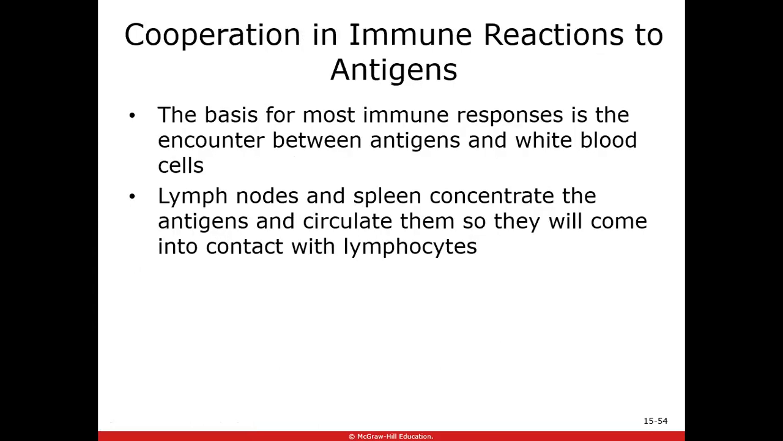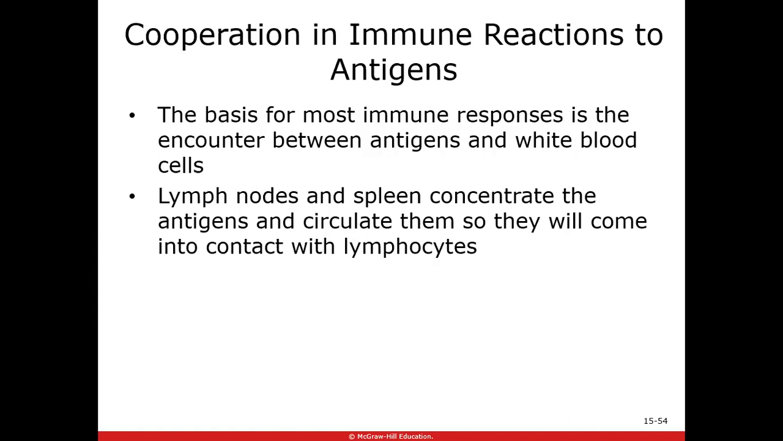All right, cooperation: immune reactions to antigen. The basis for most immune responses is the encounter between antigens and white blood cells. The lymph nodes and spleen concentrate the antigens and circulate them so they will come in contact with lymphocytes. Remember we said the B lymphocyte and the T lymphocyte go to the lymphoid tissue, and that's where they're stored.